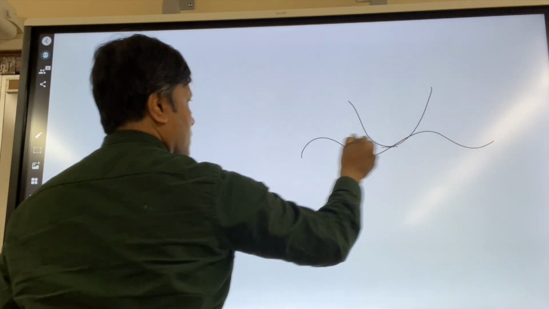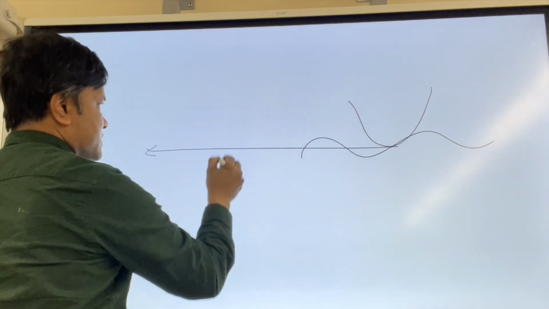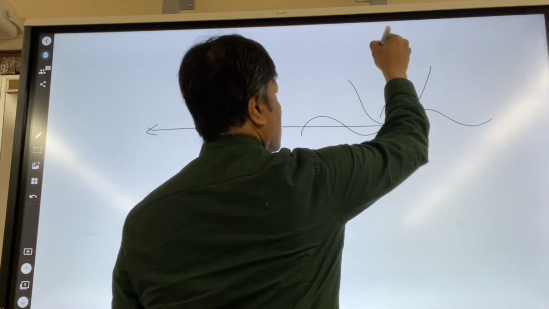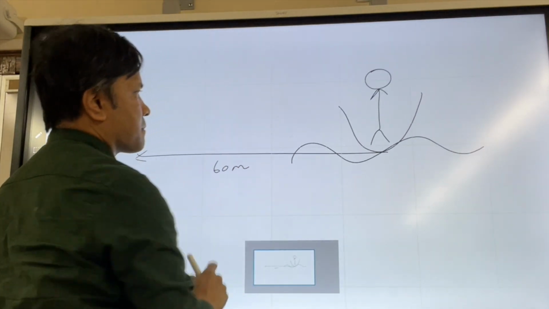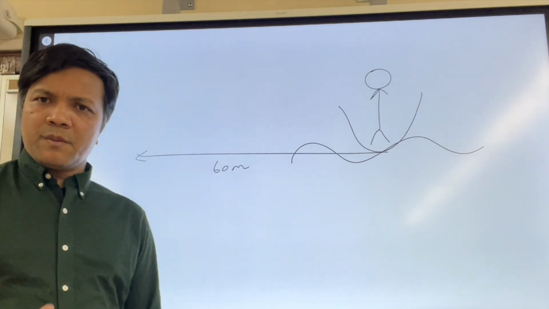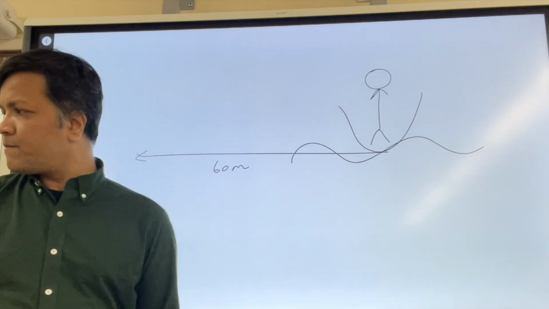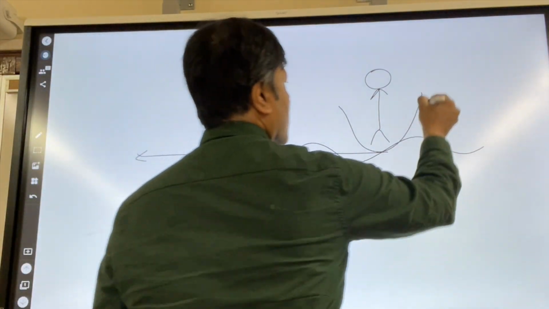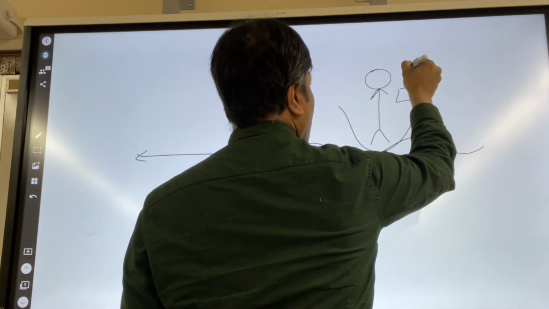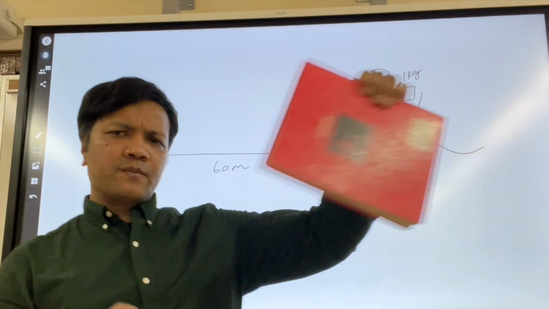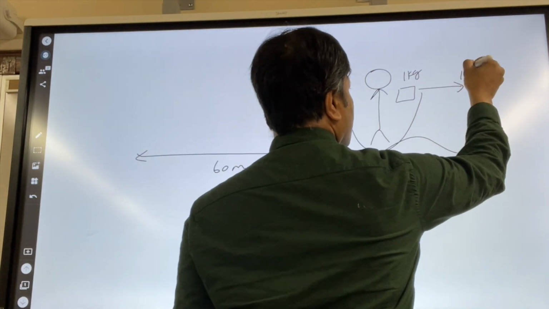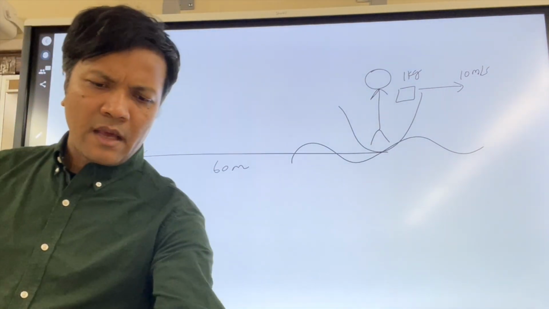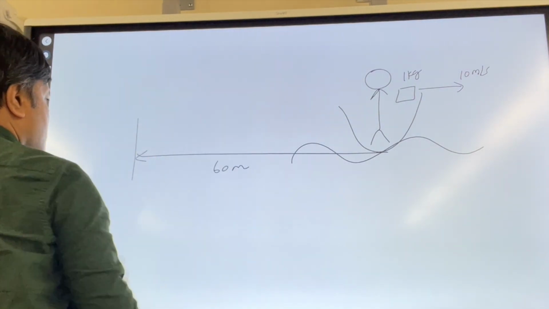You are in the middle of the river, and there is a boat. The distance from the river to the shore is 60 meters. This is you. The boat is not moving, and you have a book. The book is 1 kilogram. You decided to throw the book at 10 meters per second. Find the time it takes for you to get to the shore.